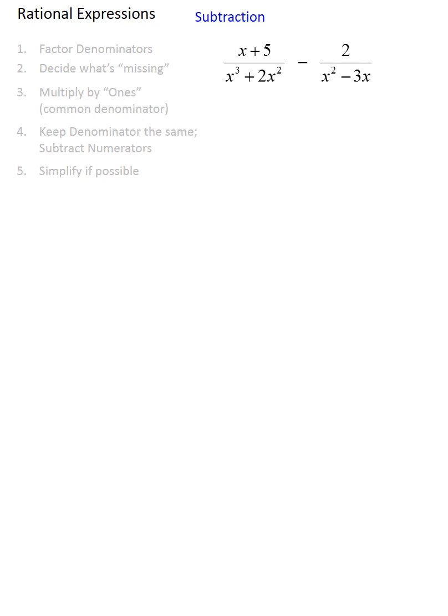Here's one last problem. Let's go through our 5 steps again. Factor the denominators. I've done that here. Now deciding what's missing is going to be a little different here than you would normally expect. In this fraction, there's clearly an x minus 3 missing.